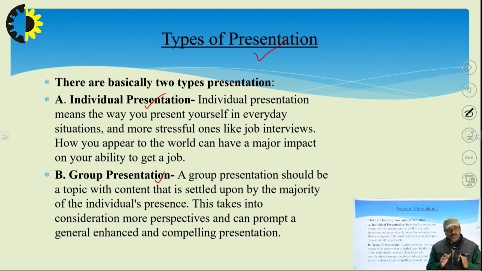If the presentation goes wrong, the entire group is responsible for that. This is the difference between the individual presentation and the group presentation.